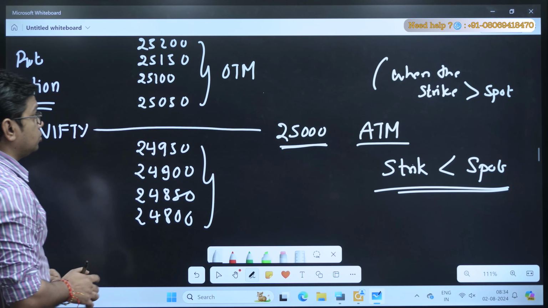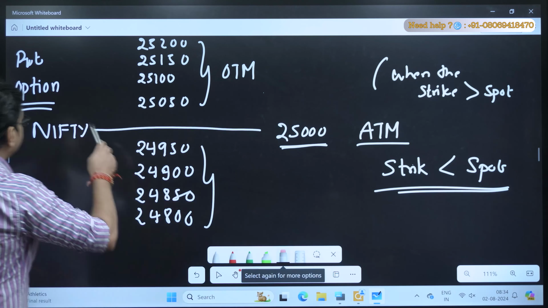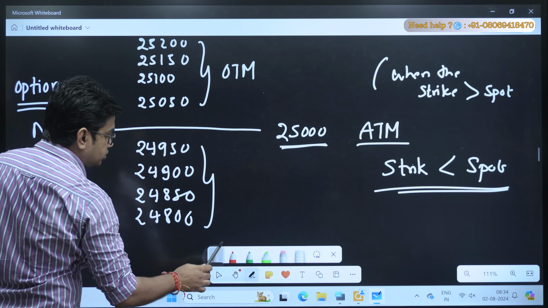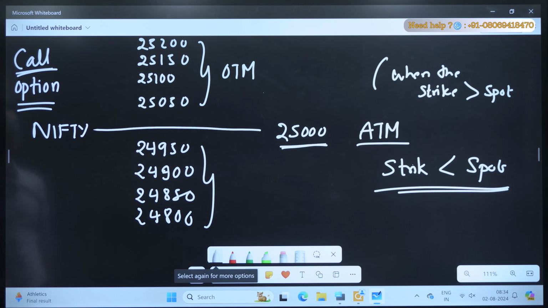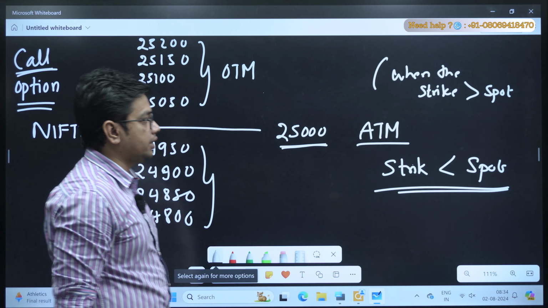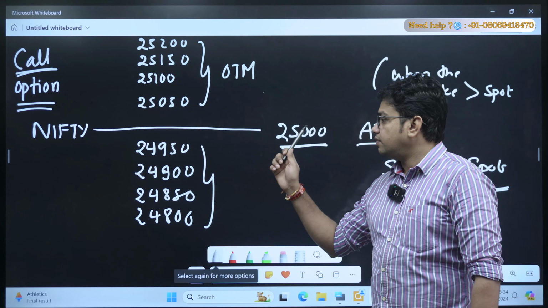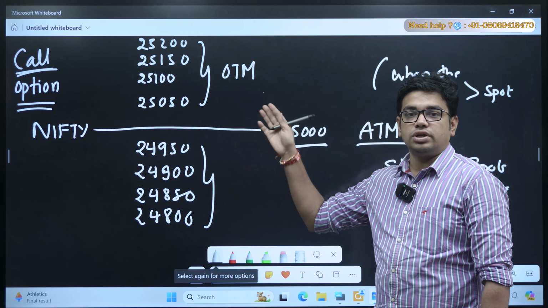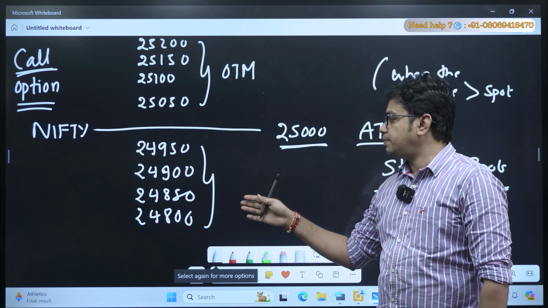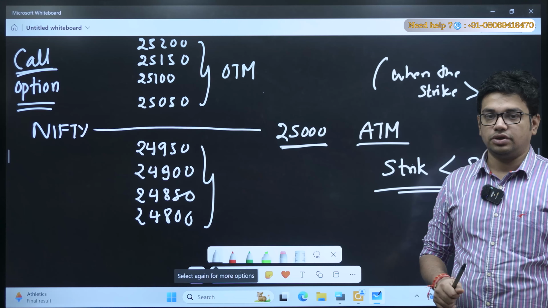So, here we got to know about the call option. I am sorry, I just wrote put option over here. These are all about call options. So, whenever the strike price is above the spot price, it will be known as an OTM call option, and when the strike price is below the spot price, it will be known as an ITM option.